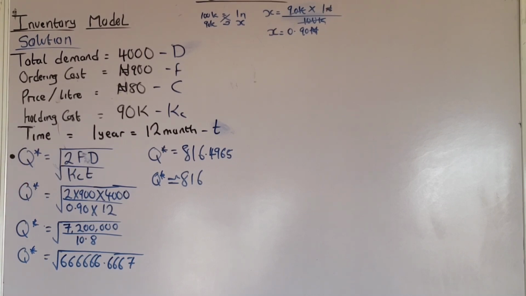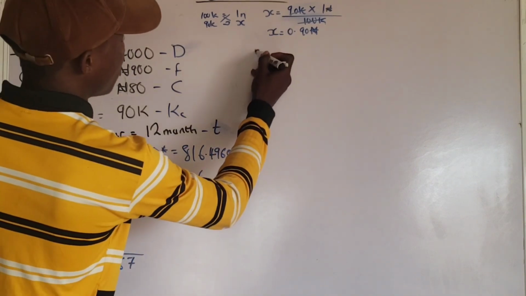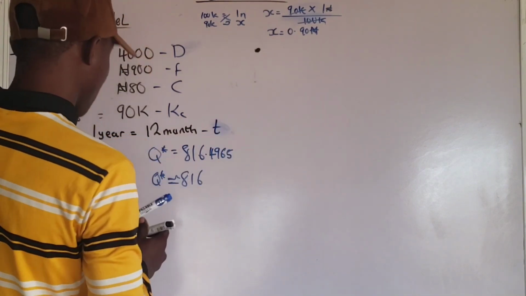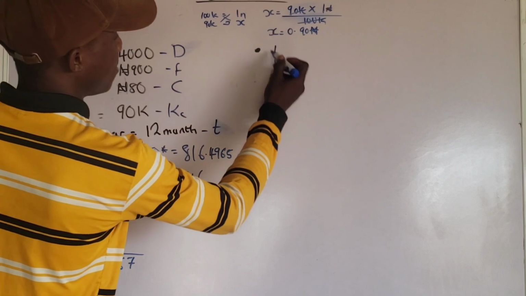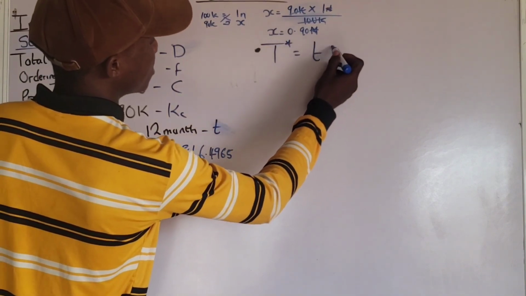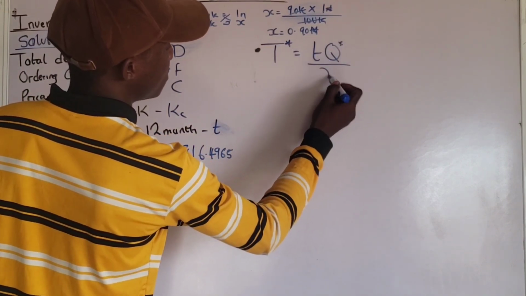Okay, now let's proceed to the second question. The second question says we should determine the optimum period for which the farm should hold inventory. You understand? So now we are dealing with time. So the optimum period, I'm going to represent it as T. Now to get the optimum period for which the farm should hold inventory, you just have to make use of this formula. The optimum period is equal to T multiplied by Q star all over D. Just make use of this formula.